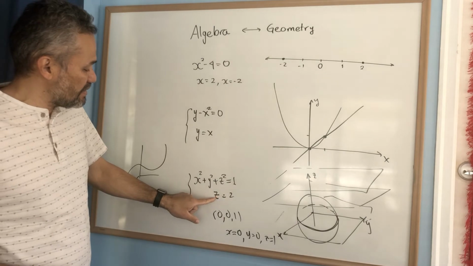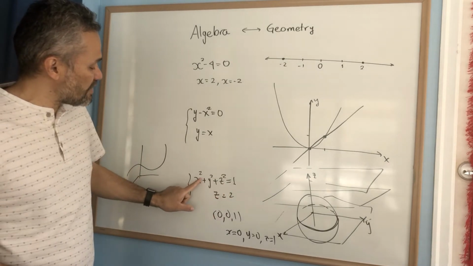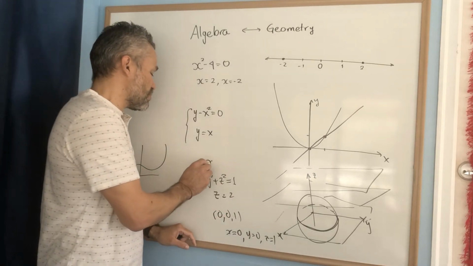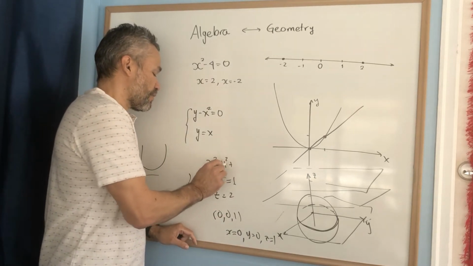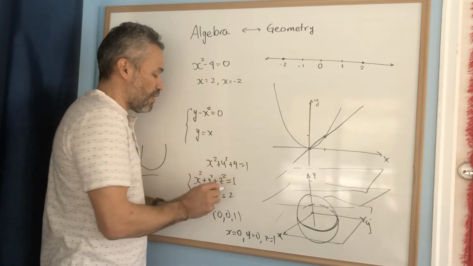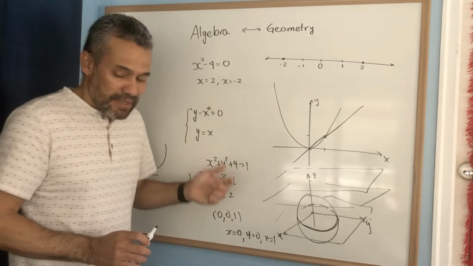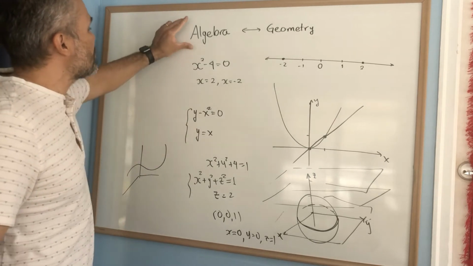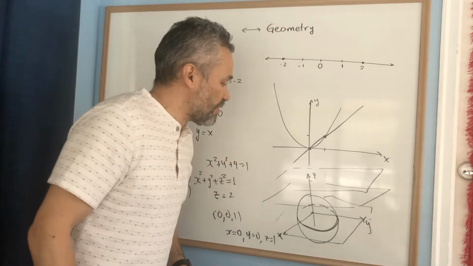That means that there is no solution for this. We can easily see this. If c equal 2, then we have x squared plus y squared plus 4 equal 1, which is impossible. 2 squared is 4, equal 1. This is never possible. And again, there is a relation between algebra and geometry.